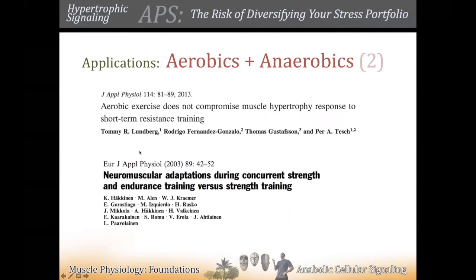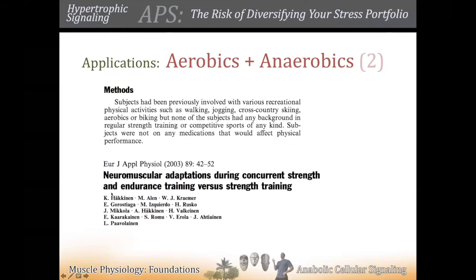So let's go through a couple of them, starting with this one. Now, this is William Kraemer. He is the biggest muscle physiologist probably on the planet, and people will sometimes cite this article to say, no, you can totally do concurrent strength training. So the neuromuscular adaptations in concurrent strength and endurance training versus strength training alone. And people say, oh, you can totally do both and grow. And they cite this paper, not quite what the paper said.